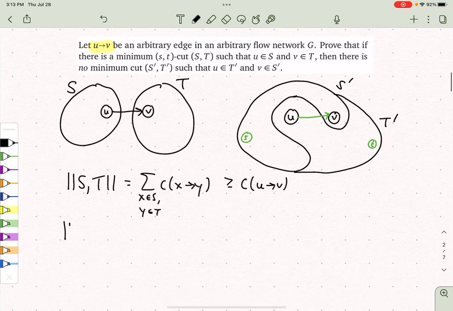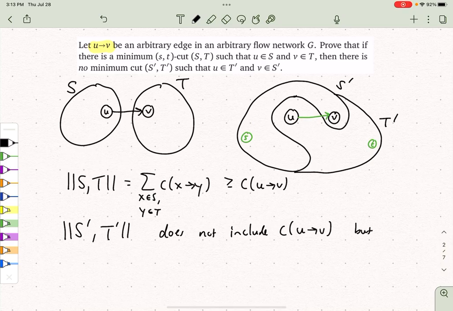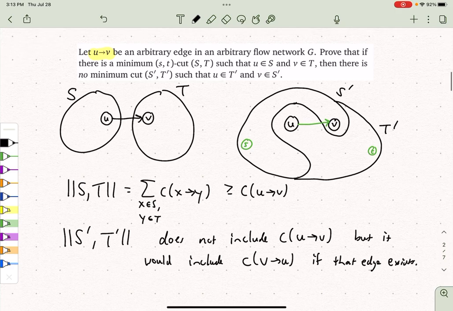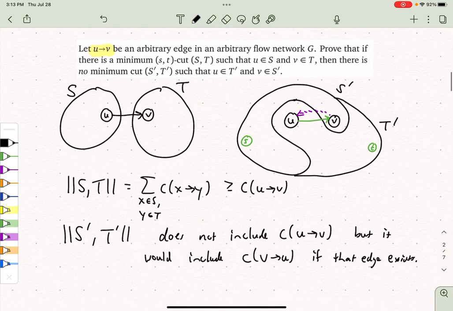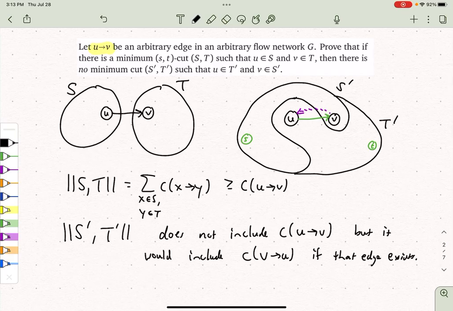So the capacity of this cut, S prime T prime, does not include the capacity of U to V. But it would include the capacity from V to U if that exists. So if there was an edge from V to U, that would be counted in the cut. So that's kind of the situation we're considering. Can something like this be a min cut? So the problem's asking you to show it's impossible.